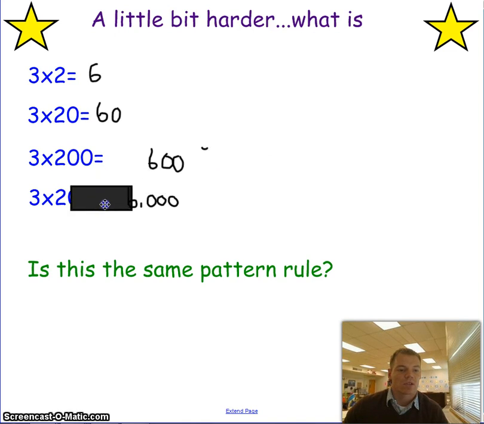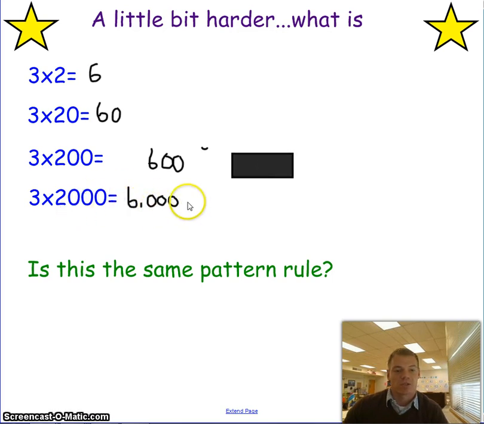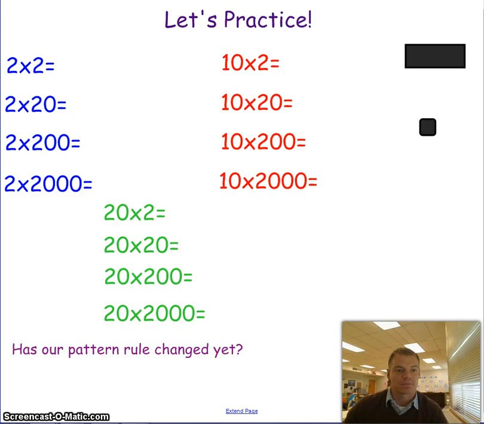I'd cover up the zeros. 3 times 2 again is 6. And then count how many are left over. In this case, there's 3. So we would just add 3 zeros to the end. So our answer would be 6,000.